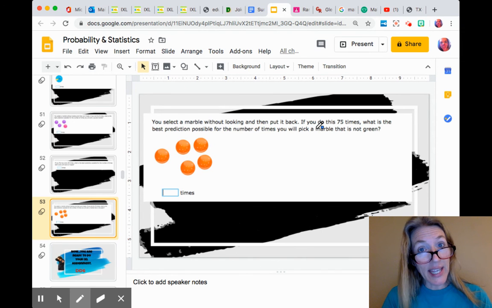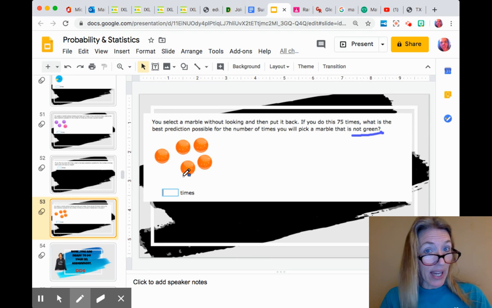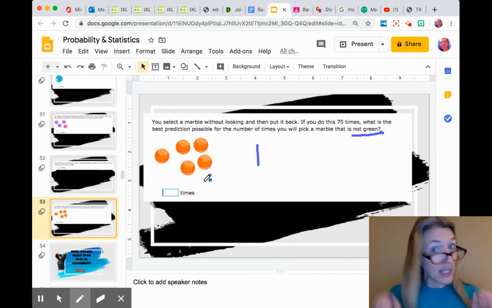Let's think about this. What's the probability when you look at these 5 marbles? What's the probability that it's not green? Well, I don't know about you, but I don't see any that are green. So the probability is 5 out of 5 times. This is actually going to be not green. So 100% of the time, it's certain it's going to be not green.